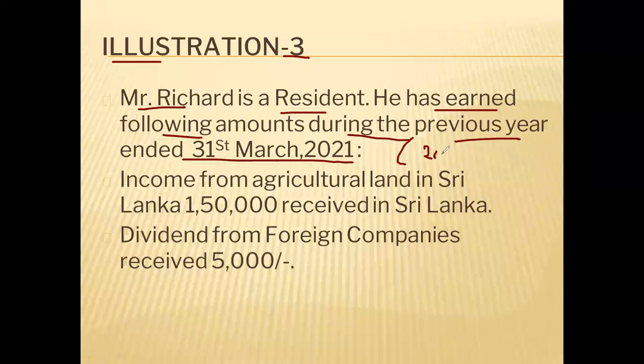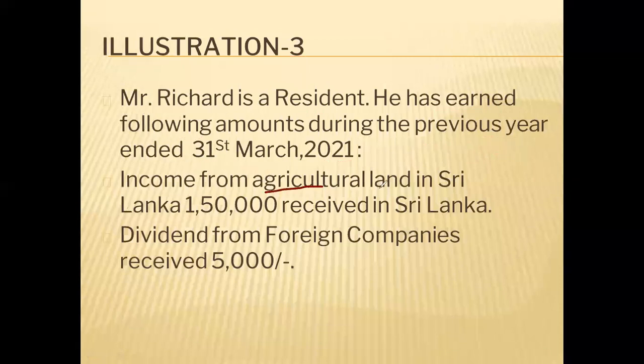So previous year will be 2021. If previous year is 2021, what will be the assessment year? 21-22. Correct. Now we have to first check under which head of income each income will be taxable. Then we will solve accordingly. So we'll read each part.